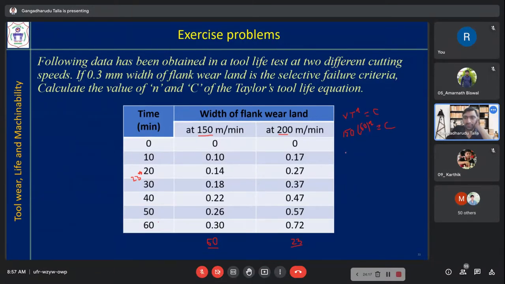And similarly, in the second case, velocity is 200 and corresponding tool life is 23, power n equal to C. So you have two equations, two unknowns. You solve these equations by any method, doesn't matter. Both sides you have C, you can equate both the equations and find out n. So find out n and C. If you have any doubt, please ask me.